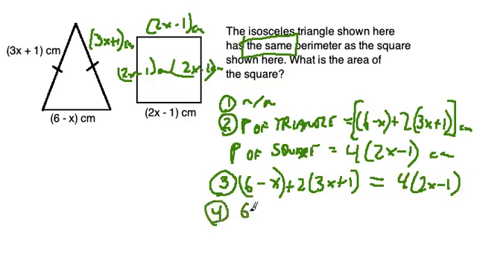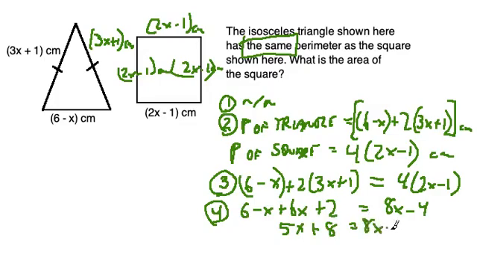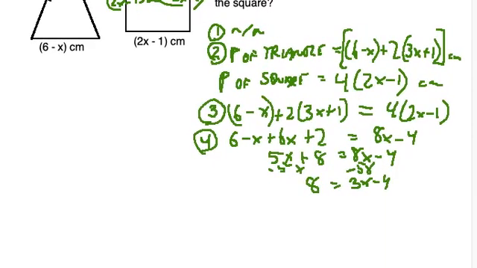Here I've got 6 minus x plus 6x plus 2 is equal to 8x minus 4. Then I'm going to simplify: minus x plus 6x becomes 5x, plus 8, equals 8x minus 4. Let's get the x's together, minus 5x, minus 5x. I've got 3x over here and just 8 over there. I'm going to shift my screen up a little bit so we can see what I'm doing. So I've got this equation: 8 equals 3x minus 4.